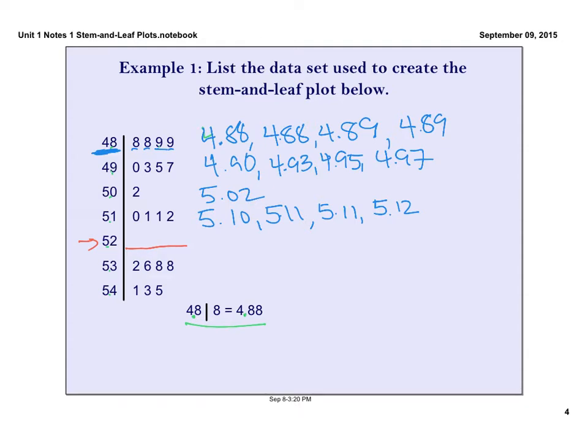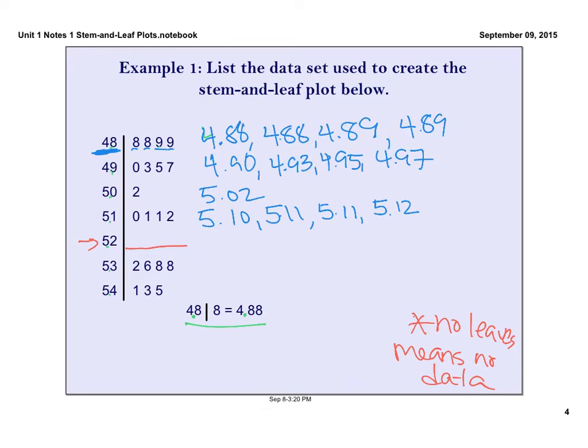Resist the urge to create data. If there are no leaves, that means there is no data. So that's a note you could write down. No leaves means no data. So don't call it 5.20, because that's what a lot of people want to do. They want to call it 5.20.